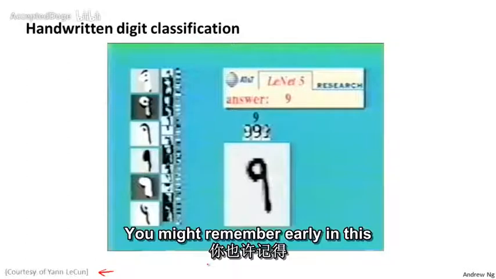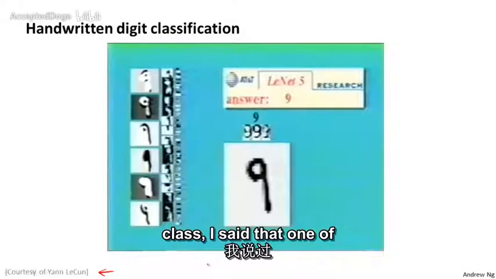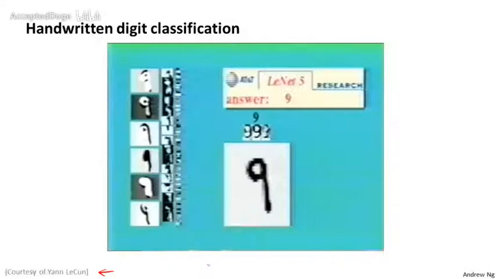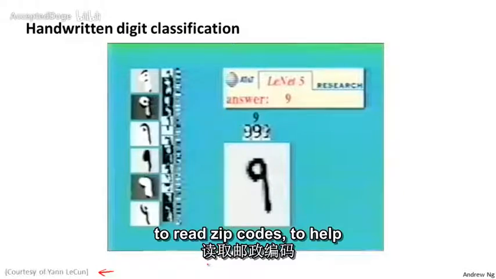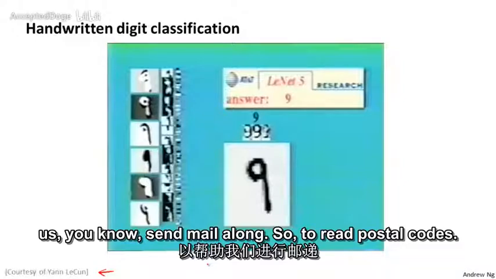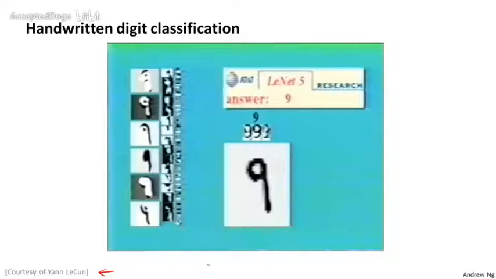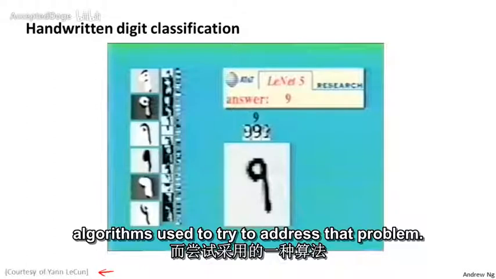You might remember that early in this class, at the start of this class, I said that one of the early successes of neural networks was trying to use it to read zip codes to help us send mail along, so read postal codes. So this is one of the attempts. This is one of the algorithms used to try to address that problem.